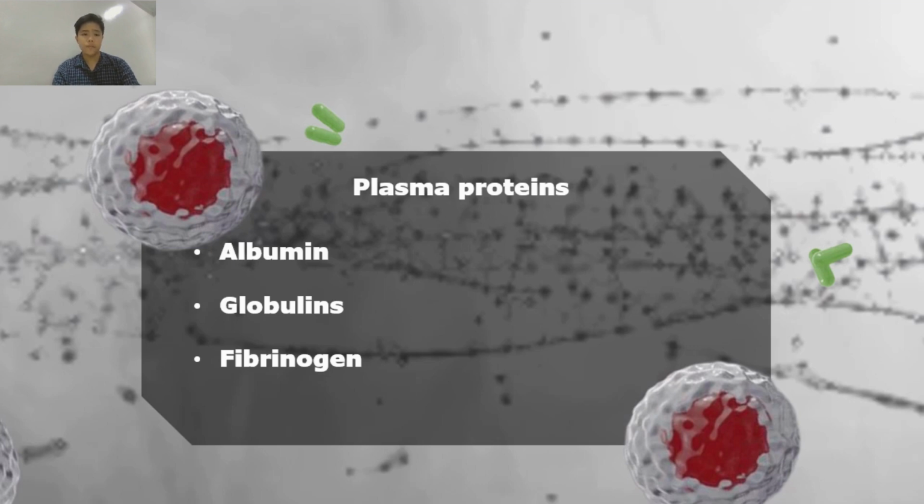Last is the fibrinogen. This is a large protein that plays an important role in blood clot. This protein will be converted into fibrin, which forms a mesh-like network of fibers that traps PLTs and RBCs to form a clot. We will discuss this further later in hemostasis. These three plasma proteins are mostly produced in the liver.